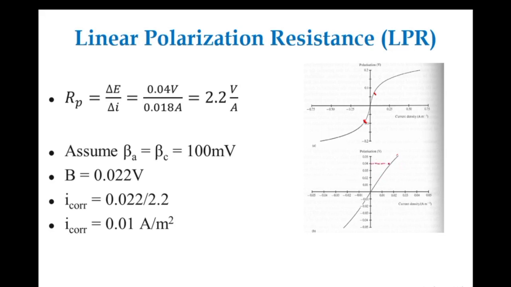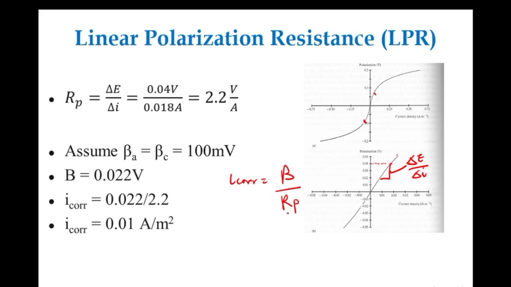With this, they find the change in E over change in I, and that gives us the linear polarization resistance, which they had as 2.2 volt per ampere. Then we assume that the Tafel constant of the anodic reaction is equal to the Tafel constant of the cathodic reaction, which is 100 millivolt. So we are supposed to determine our B. The formula is I corr equals B over the linear polarization resistance.